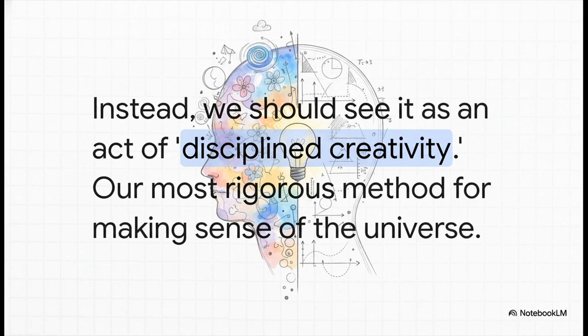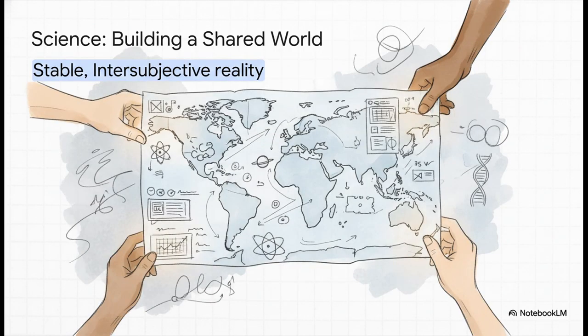It's our most rigorous and reliable method for making sense of the universe, and it beautifully combines human imagination with strict empirical testing. And maybe its greatest trick, its ultimate success, isn't finding some final absolute truth. Maybe it's about building a shared, stable reality we can all agree on, a world that isn't purely objective but intersubjective. That means it's a reality we can all inhabit together, operate within, and use to build amazing things. Science gives us a common map of the world.